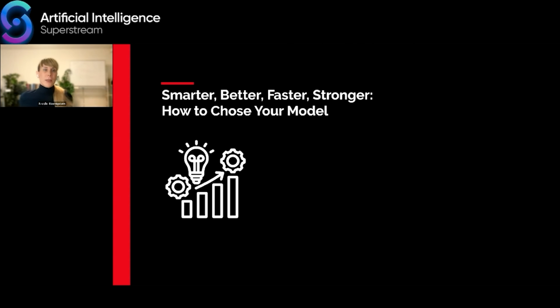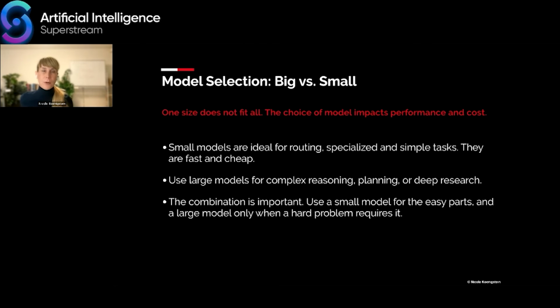So that means, how do we get smarter, better, faster, and stronger? And how do you choose your model? And yes, if someone recognizes this, it's a reference to the song from Daft Punk. It's also the title of one of my books. So this is a strong reference to how to think about models. How do we get all that performance out of them?